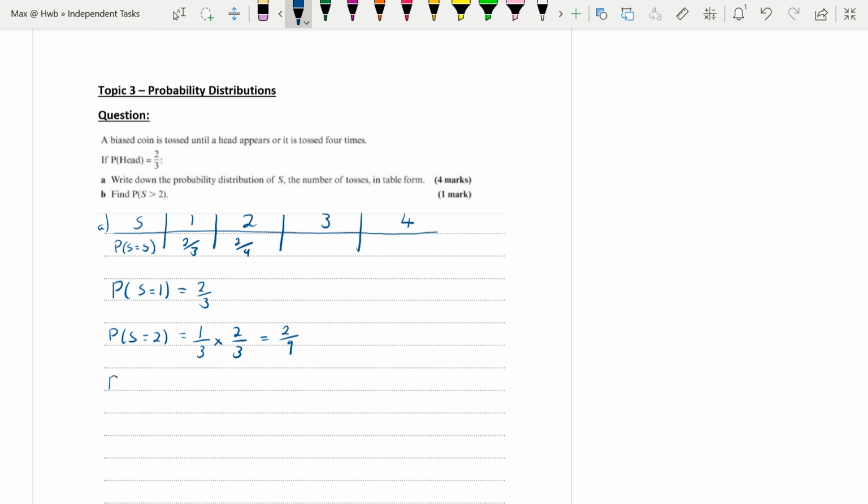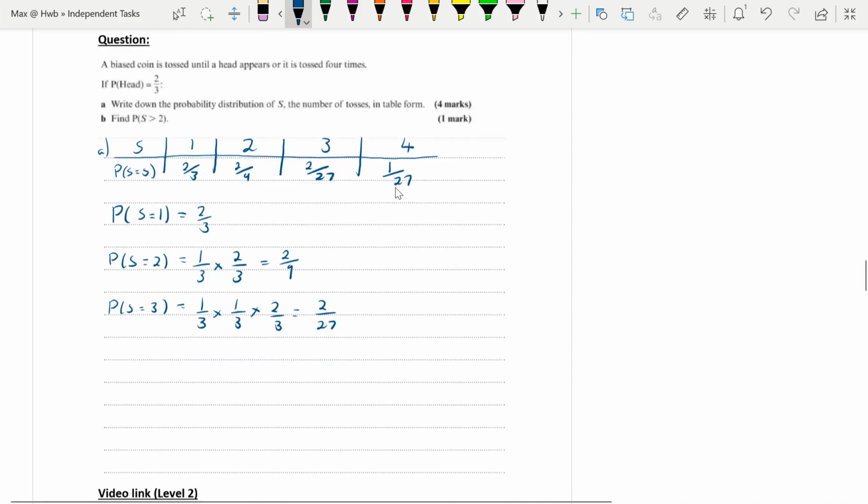Okay, then I'm going to do probability of S equals 3. So again, that's the same thing. I'm going to need a not heads, so 1/3, then another not a heads, and then a heads. Okay, and if I times them, I get 2/27. And the final one, we kind of got 2 ways to figure this last box out. The first way is that all these probabilities should make 1, and that's probably going to be the easier method. So if I take all of these away from 1, I end up with 1/27. Which is fine, but I want to show you why it's that.